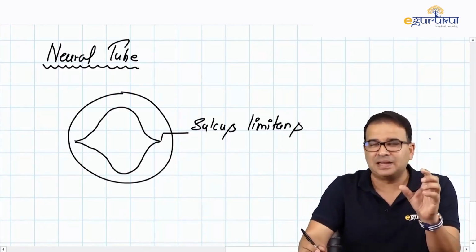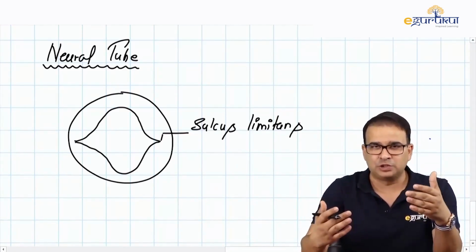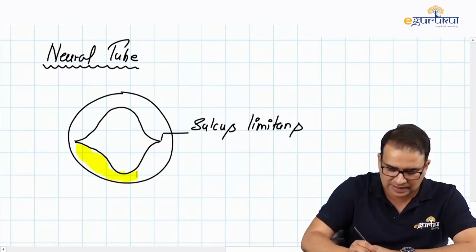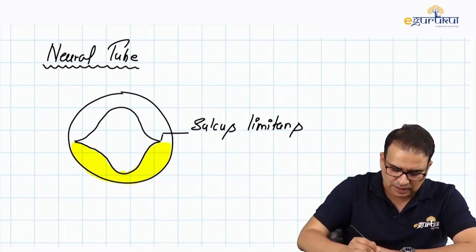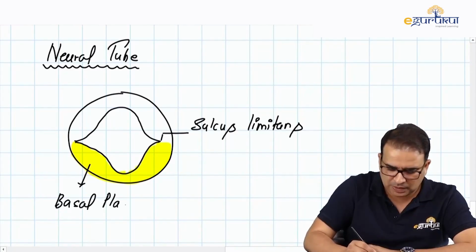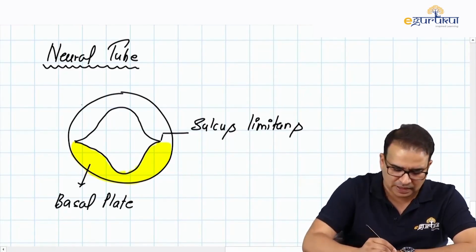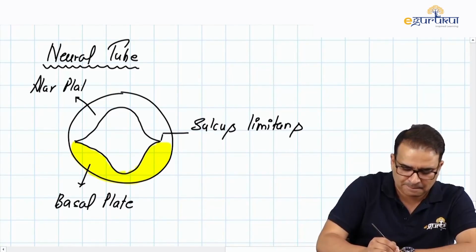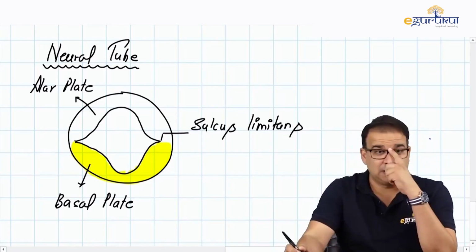Look at the word, guys, limitans, limit. It limits the two parts of neural tube. We have one ventral part, the one which I am highlighting. This is the ventral part of the neural tube. And this ventral part of the neural tube is referred to as the basal plate, whereas the dorsal part is referred to as the alar plate.